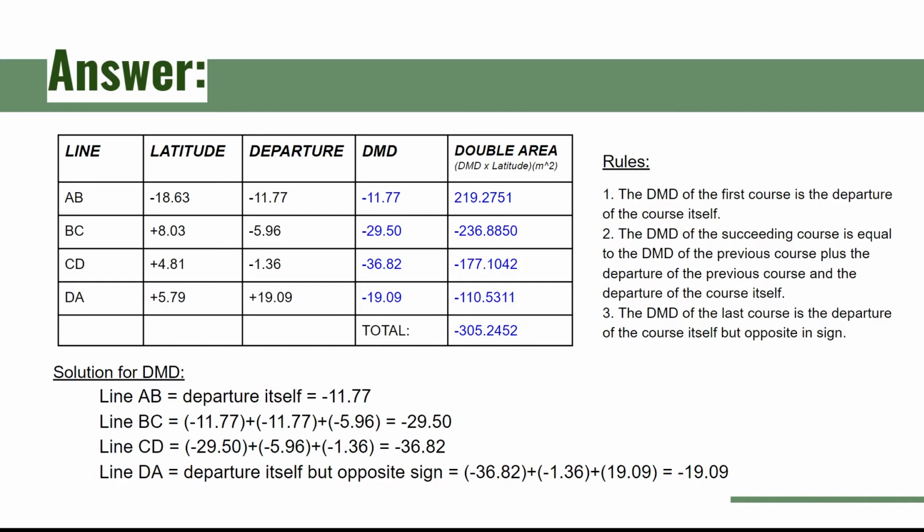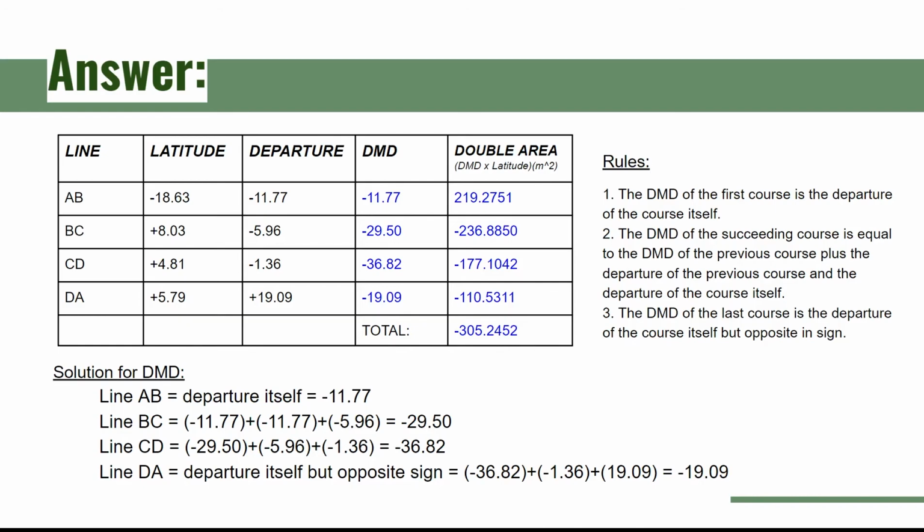To get the DMD for line CD, we still follow the same rule. We will add the DMD of the previous line, which is negative 29.50, plus the departure of the previous line, negative 5.96, plus the departure of the line itself, negative 1.36. Adding these values will result to negative 36.82 for the DMD of line CD.